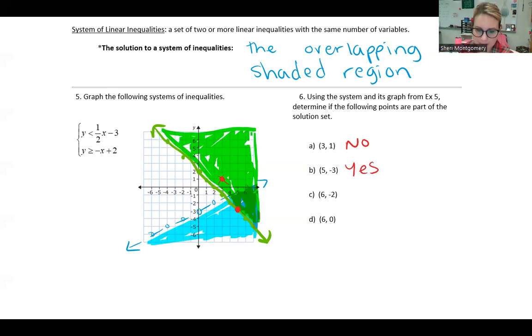Next point, over 6, down 2. Is that in the overlapping shaded region? Yes.